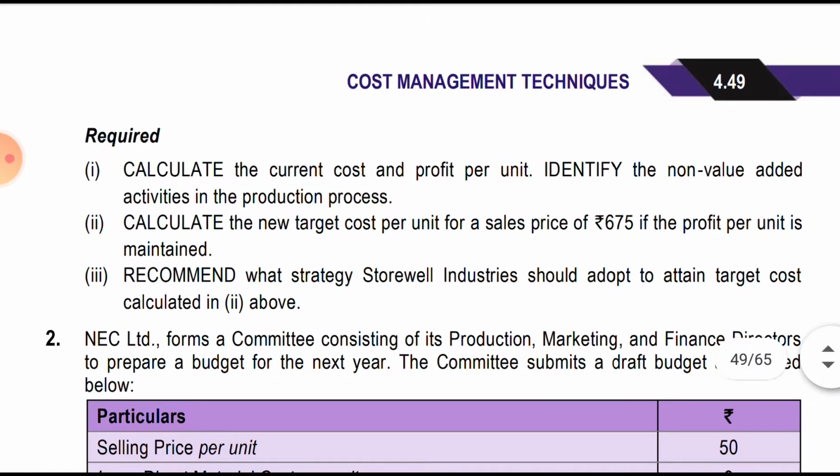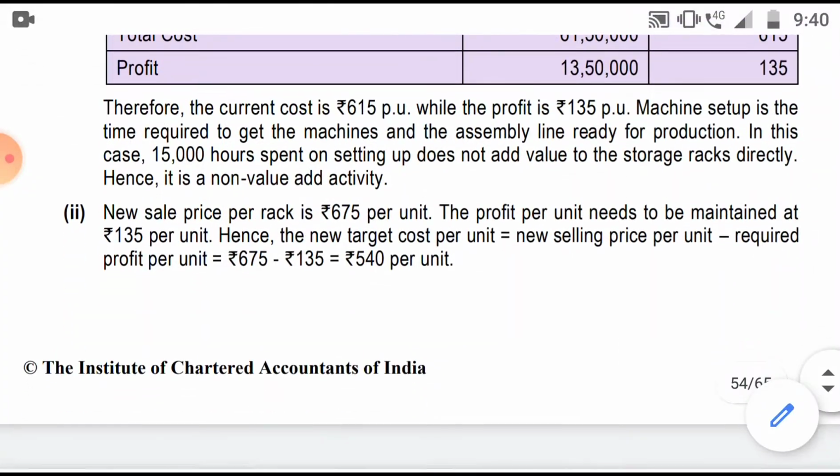Then calculate the new target cost per unit for the sales price of 675 if the profit per unit is maintained. So what we will do is deduct the profit of 135 from 675, and we will arrive at a cost of 675 minus 135, which is 540. So our target cost will be 540.